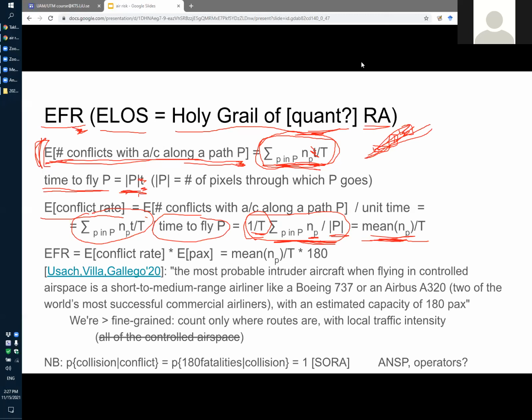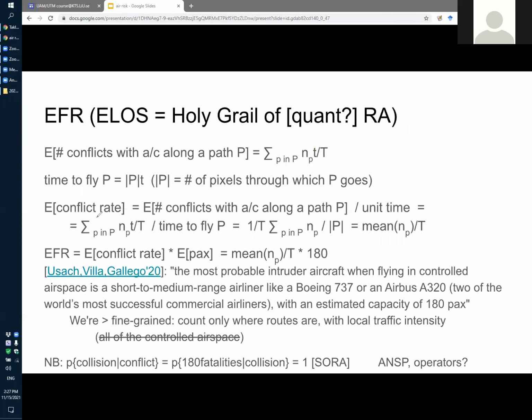So the expected conflict rate is the average occupancy divided by the time horizon. So that's how often you conflict with aircraft. Now, in SORA and also in other EASA documents, they say that essentially, if you have a conflict, you collide, and everybody dies in the aircraft with which you have collided.